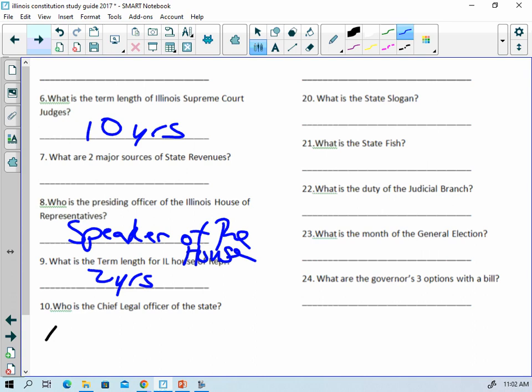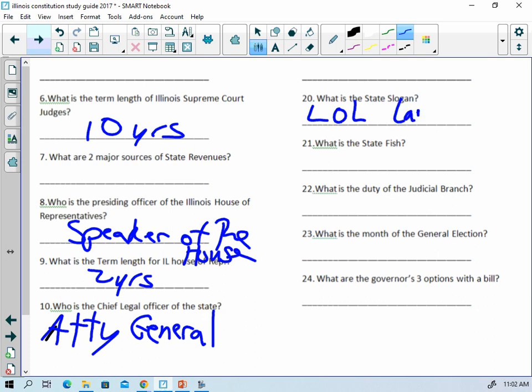Who's the chief legal officer? The Attorney General. It's our best guess there. What's our slogan? Land of Lincoln. What's our fish? Bluegill. Sounds more like a purple gill on the board, but it's really the bluegill. What's the duty of the judicial branch on your quiz tomorrow? Interpret laws.